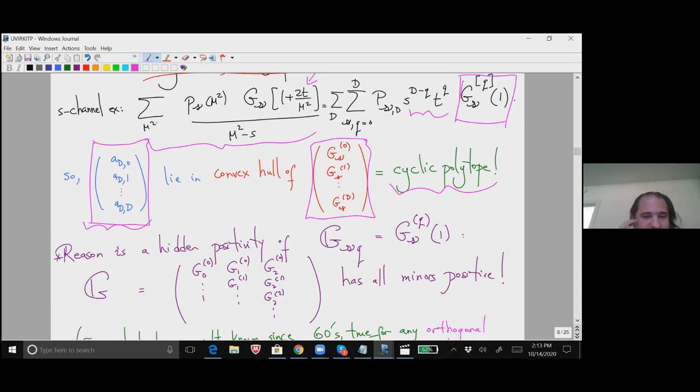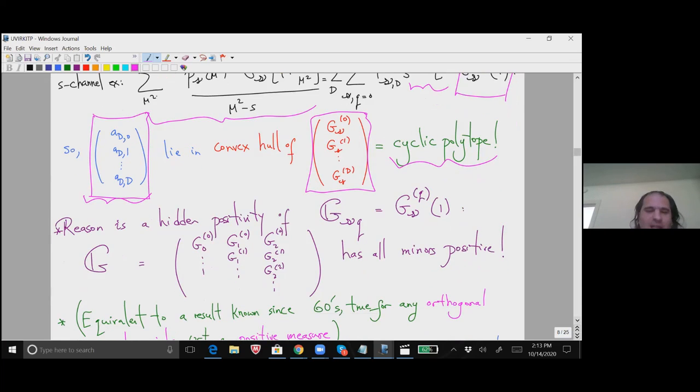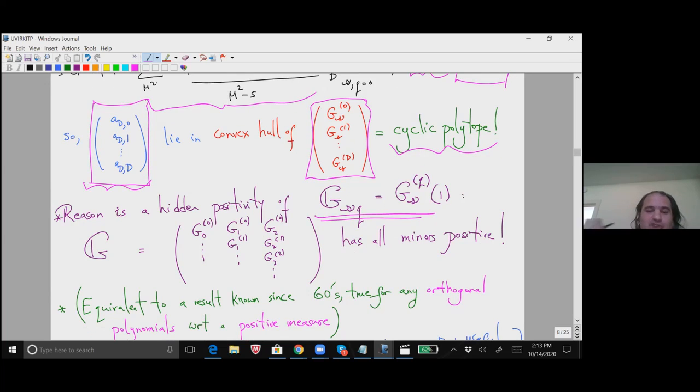The reason for this is, again, a hidden positivity of the Gegenbauers, which is reflected in a certain matrix, all of whose minors are positive. If you stack all of these Gegenbauer vectors together for different spins and define this big infinite matrix G_{SQ}, the Qth derivative of the S-th Gegenbauer evaluated at cos theta equals 1, we get this giant matrix. And the claim is that this giant matrix has all of its minors positive.